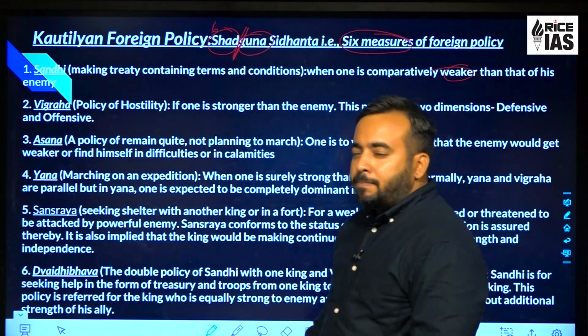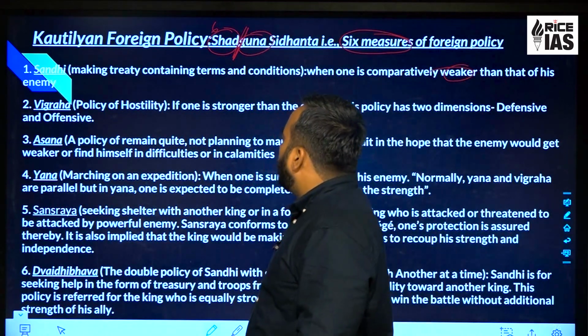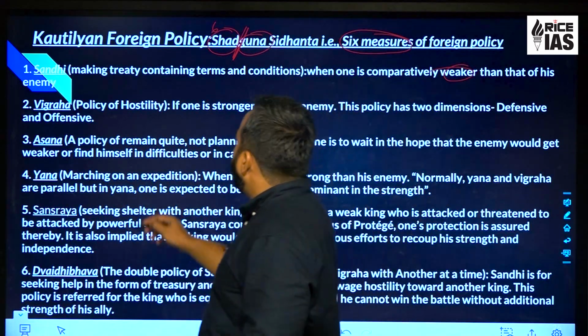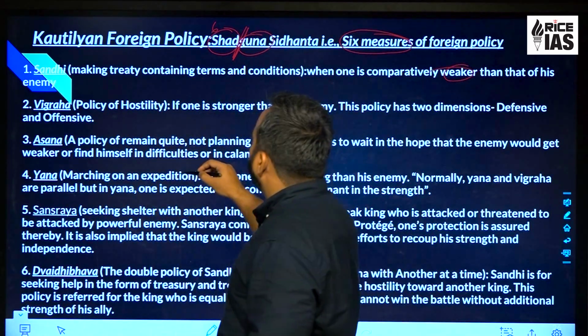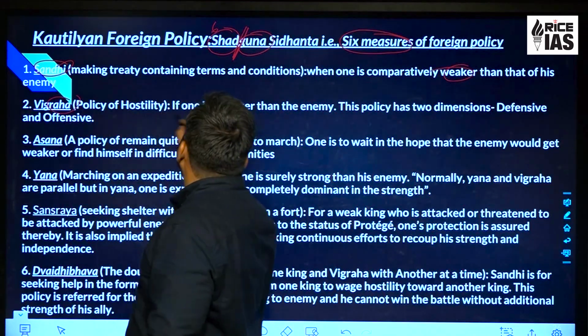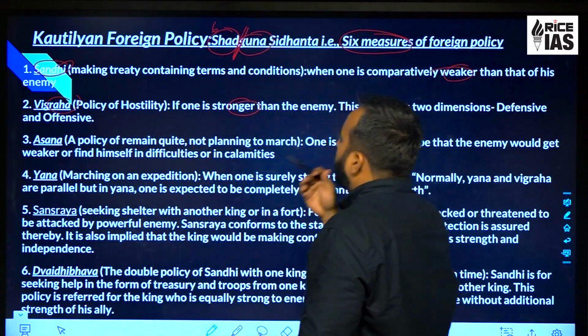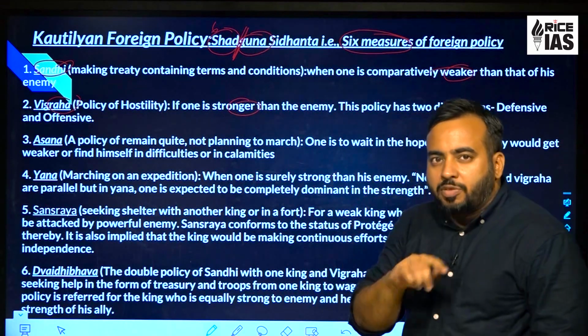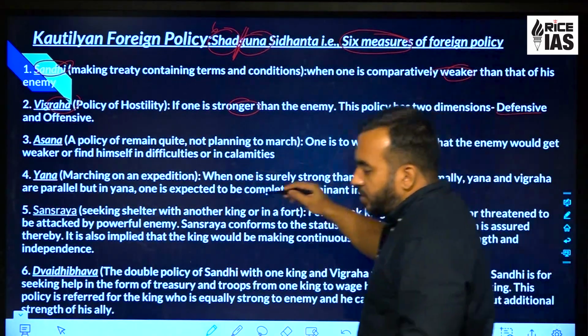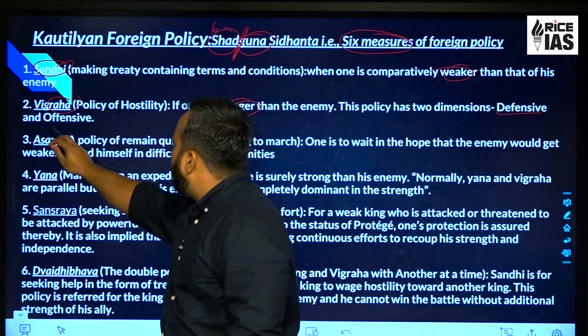That's what he's saying. Vigrah. Vigrah is fight when you are stronger. Make peace when you are weak. Fight when you are stronger. This fight could be offensive or defensive. Defensive realism and offensive realism, as we say in current parlance.